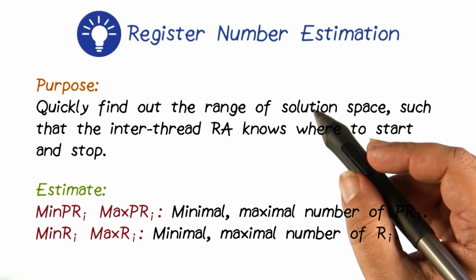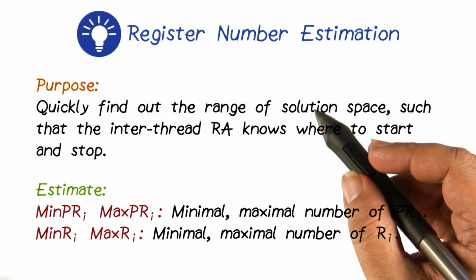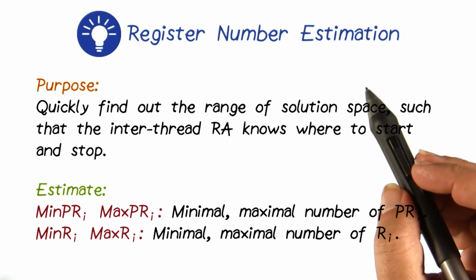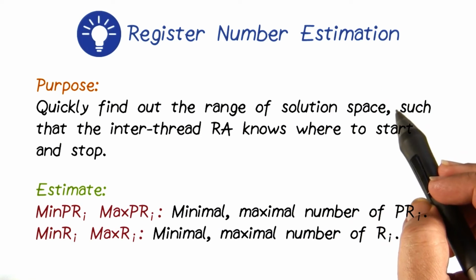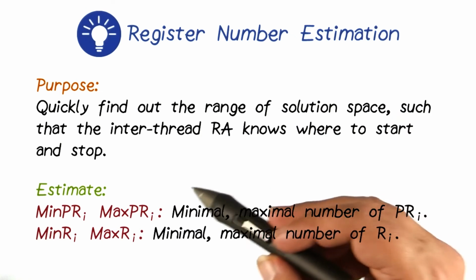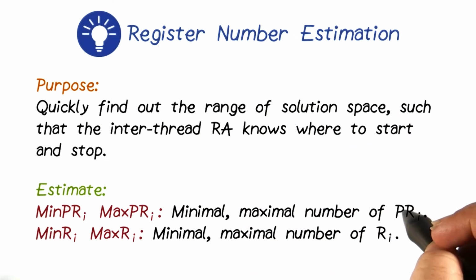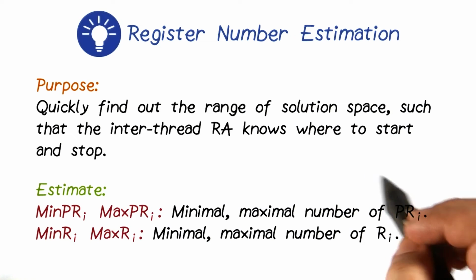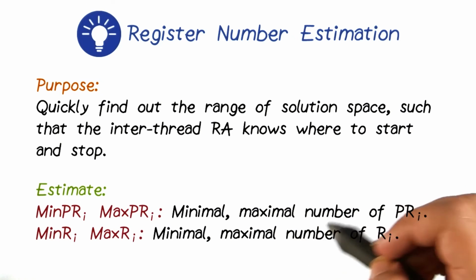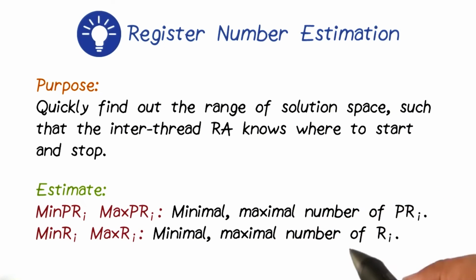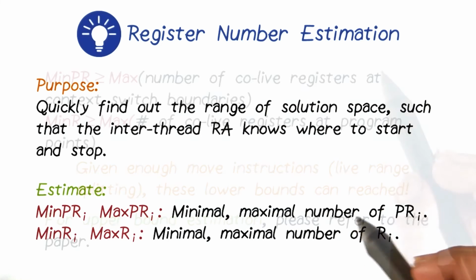So as illustrated in the last slide, our goal is to balance the number of private and shared registers so that the formula is satisfied in a maximal sense, so that the amount of spill that is generated is minimal. So the starting point of this is we estimate for each of the threads a range for the minimal and maximal number of private registers that it needs, and a minimal and maximal number of total registers it needs, the difference between the two being, of course, the number of shared registers it will have.